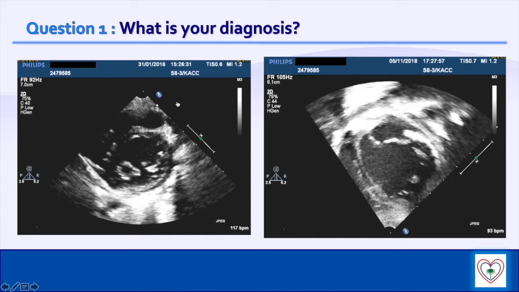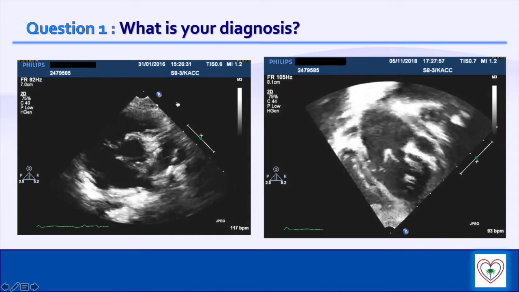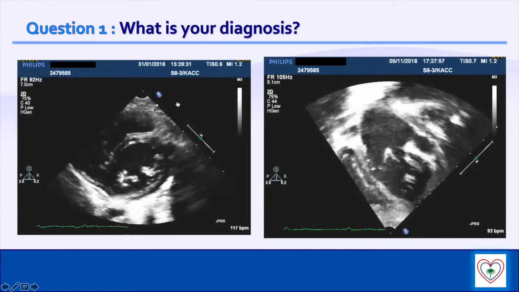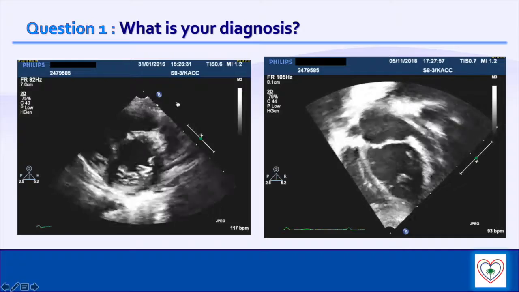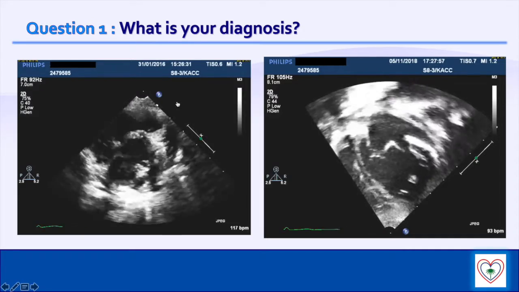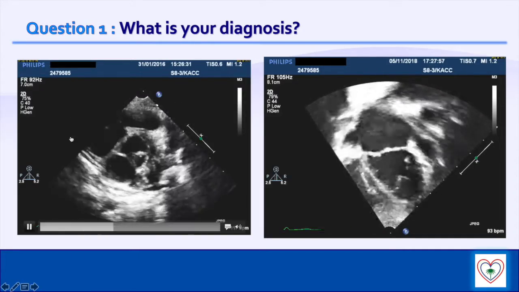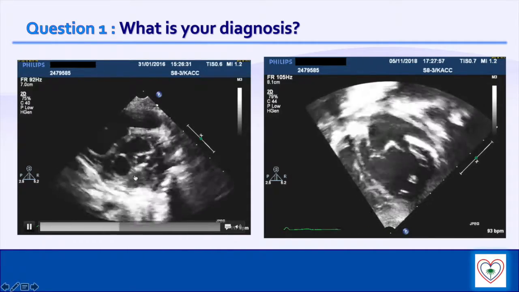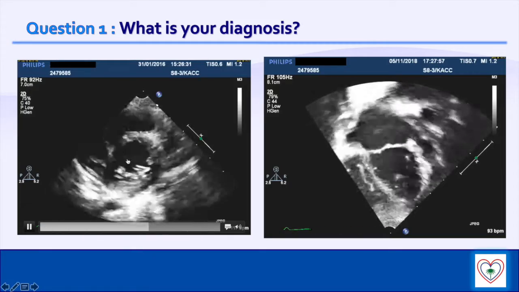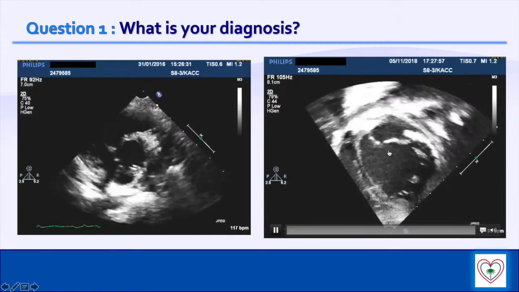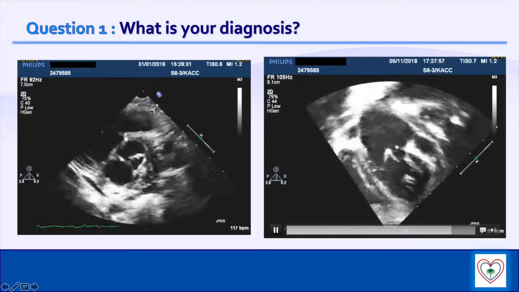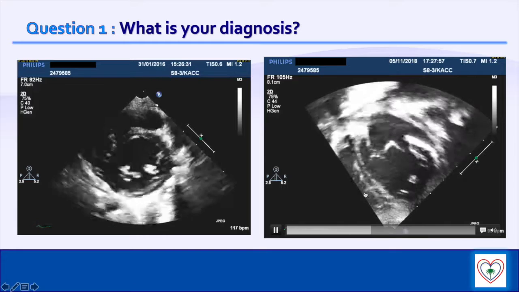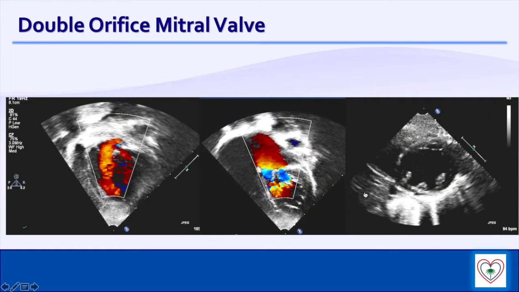Question number 1. What's your diagnosis? So this is a short axis view and modified apical 4-chamber view. Here in this short axis, this is at the level of the mitral valve, and you can see there are 2 orifices for the mitral valve. From the apical 4-chamber, you can see that there is double inflow from the left atrium to the left ventricle. So this is double orifice mitral valve.